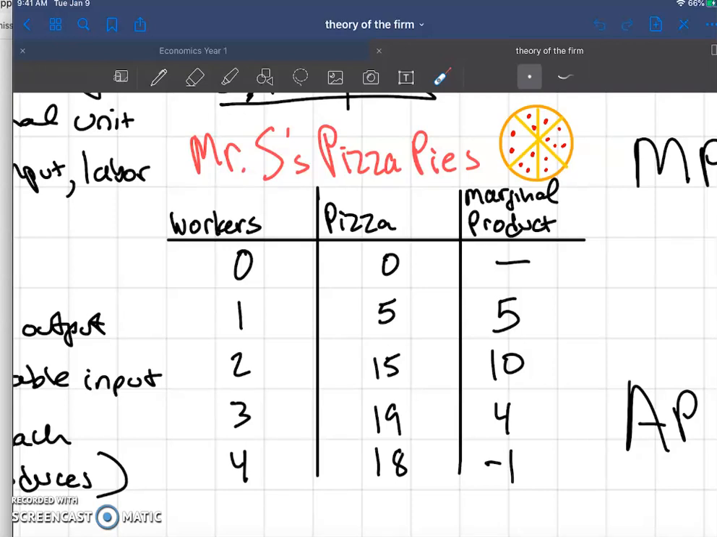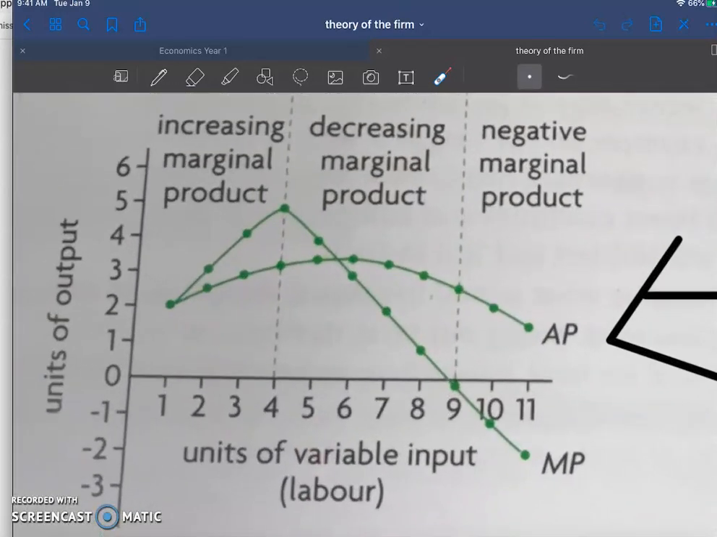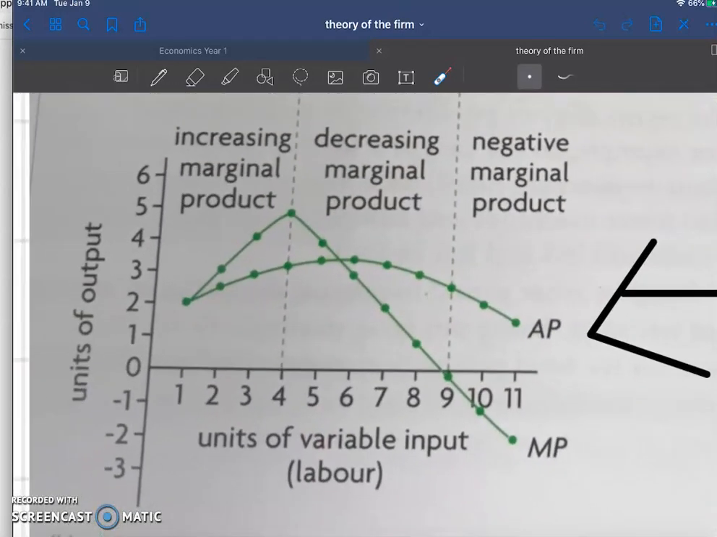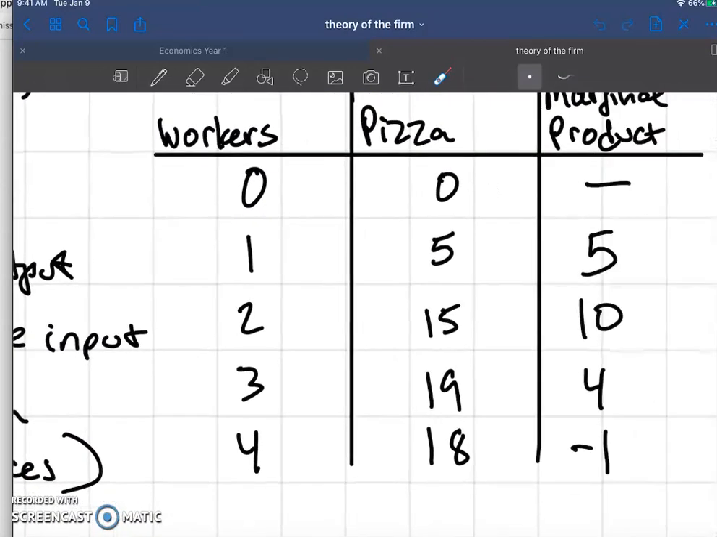For my fourth worker, we actually reduce the total product. And here is where we would see the marginal product curve moving through 0 such that it becomes negative. Here, so many workers are actually harming my ability to produce pizzas. They're burning themselves. They're bumping into each other. They're causing problems. I should have never added that fourth worker in the first place.